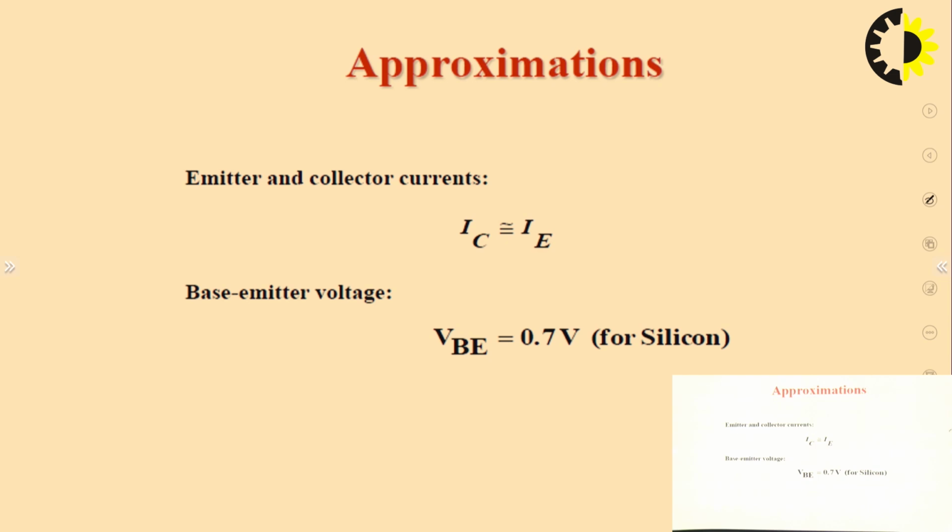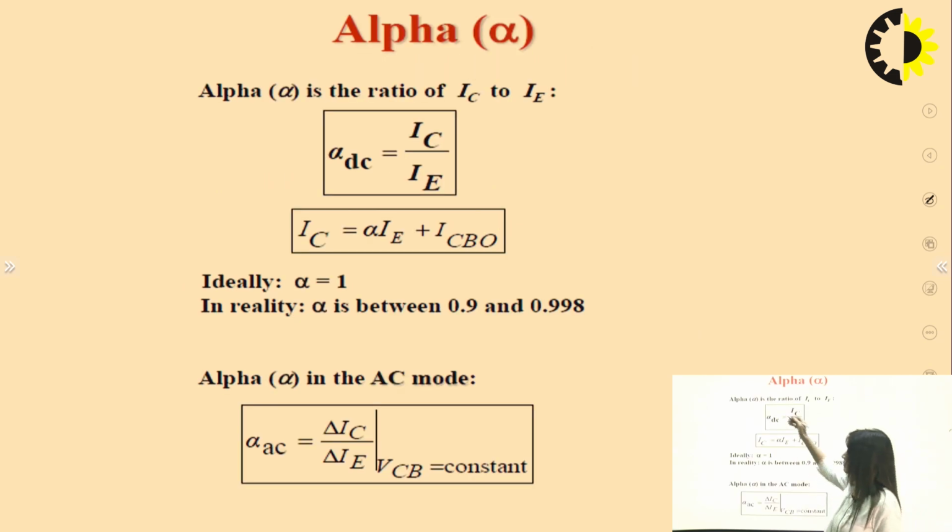Now the equations for the common base emitter and collector current. Here the base emitter voltage VBE is equal to 0.7 volts. You can take it as 0.7 volts, and IC is equal to IE. Here we define alpha DC, the current gain, as IC upon IE, the collector current upon the emitter current, and alpha AC as the change in collector current upon the change in emitter current, keeping VCB constant.